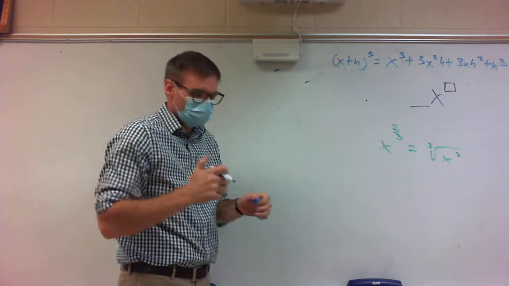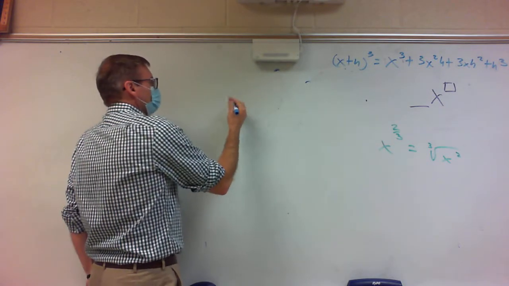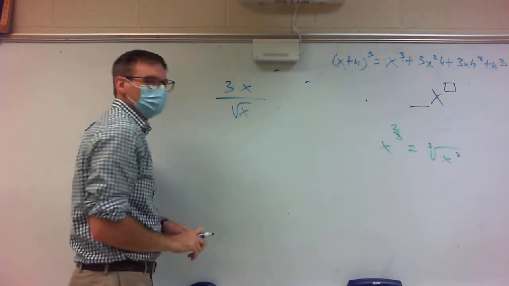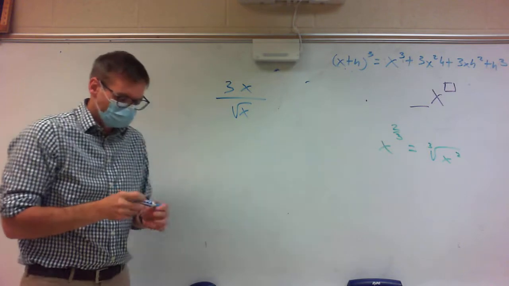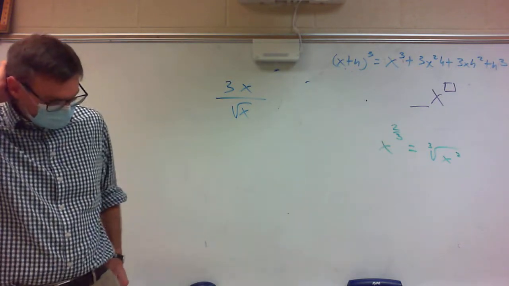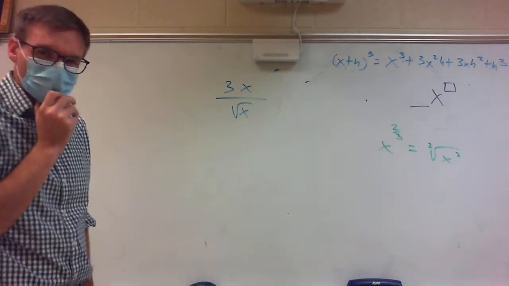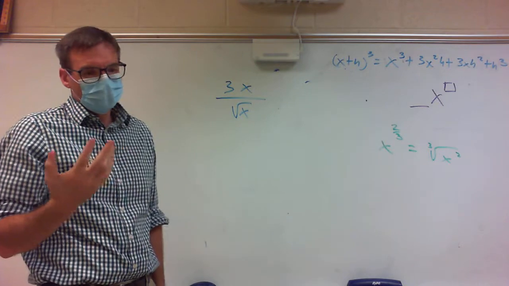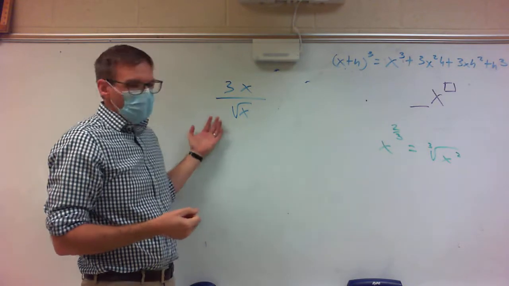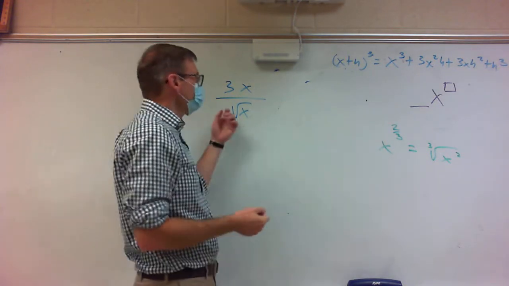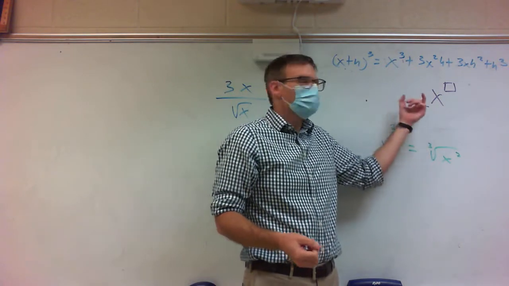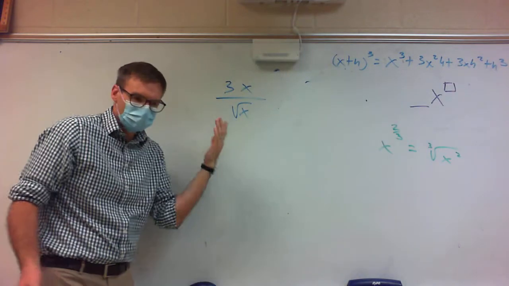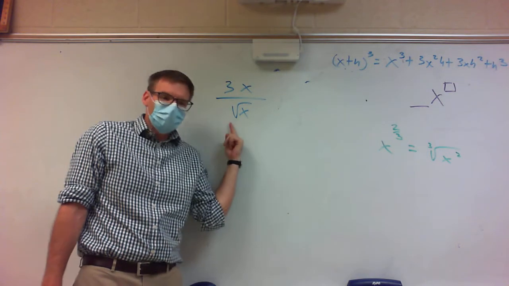What if I give you 3x over the square root of x? So everybody write that down. Okay. So first off, you ask yourself, is this a number times x to a power? Does this look like that, where you have a number in front, a single x value and a power? No, it's not, right? So you don't know how to handle this.